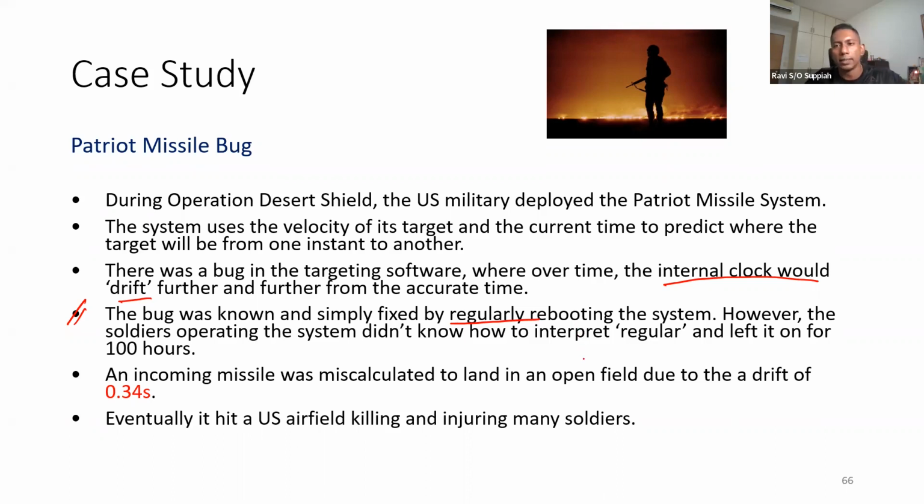But because this term "regular" was left for interpretation, they did not know what it meant. They left the system on for more than 100 hours, and because of that huge time, the drift became quite large, up to 0.34 seconds. Of course, 0.34 seconds is a very big amount when you consider the speed of a missile. What happened was an incoming missile was miscalculated to land in an open field, but in fact it landed in the US airfield.